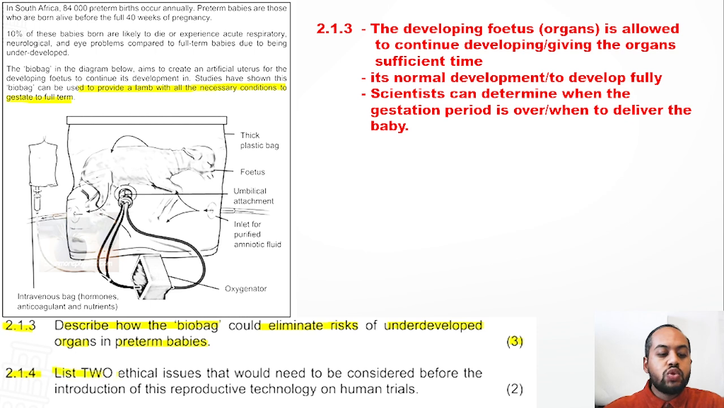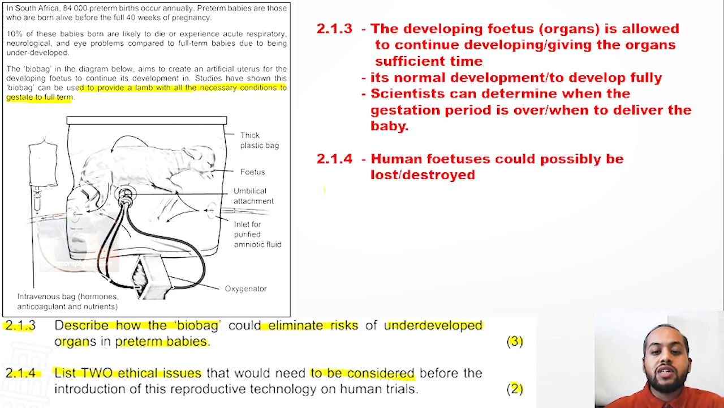2.1.4, you are listing 2 ethical issues that would need to be considered before the introduction of this reproductive technology on human trials, for 2 marks. What are they actually asking here? 2 ethical issues that should be considered before this process actually takes place. What are you actually going to need to consider? Firstly, human fetuses could possibly be lost or destroyed. So in this process, human fetuses could possibly be lost or destroyed, because the fetus is not going to be growing in the normal womb like it normally does.